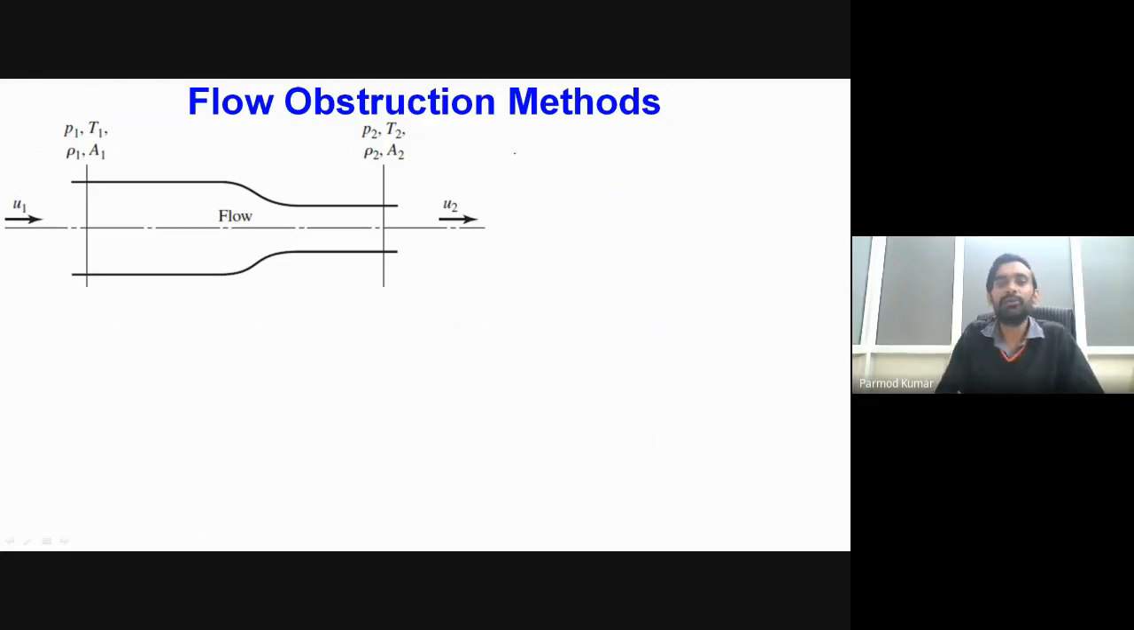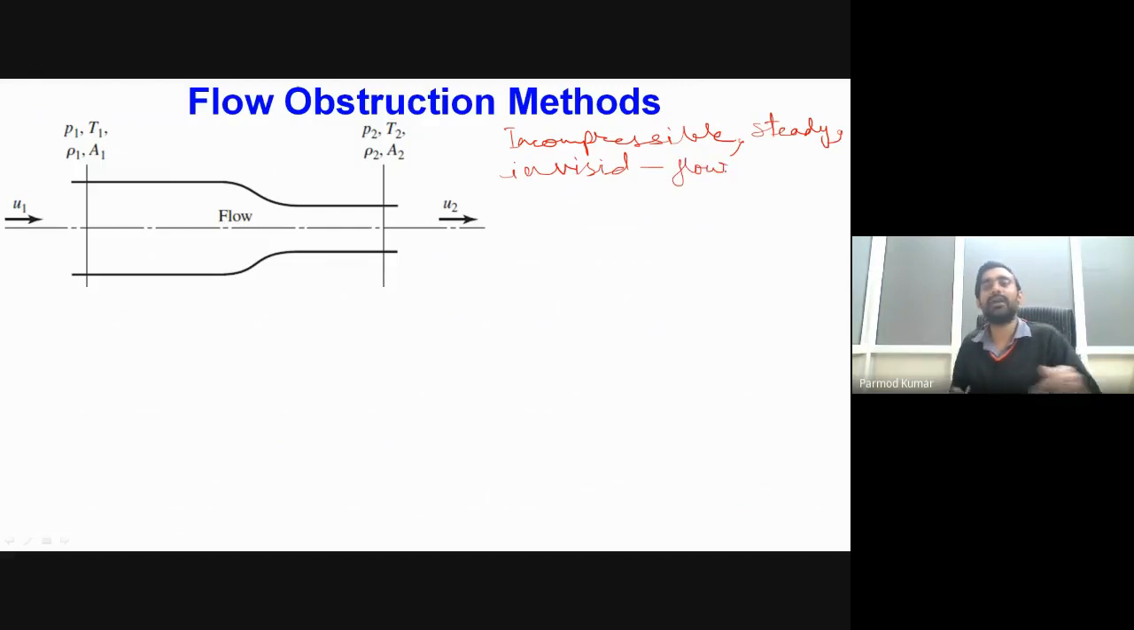Now, if I take the assumption of incompressible fluid and steady flow, and one more thing I'll consider is that our flow is inviscid. So our fluid is also inviscid. We have an inviscid, incompressible and steady flow situation. Here, if I apply Bernoulli's equation, I can write P1 divided by rho g plus U1 square divided by 2g is equal to P2 divided by rho g plus U2 square divided by 2g.